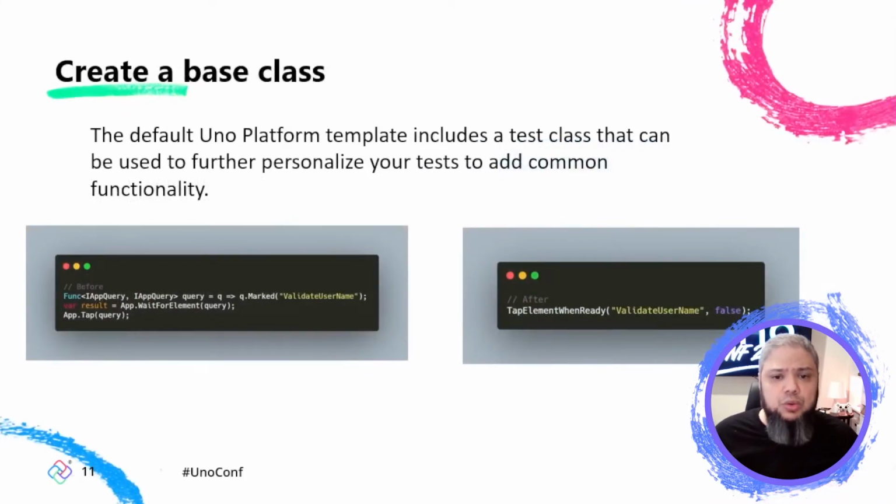So the second thing that we want to make sure of is that we can leverage a base class that our tests can extend from. This base class is already provided by the default Uno platform test application template, but we want to further extend this class with methods that can handle common testing scenarios.